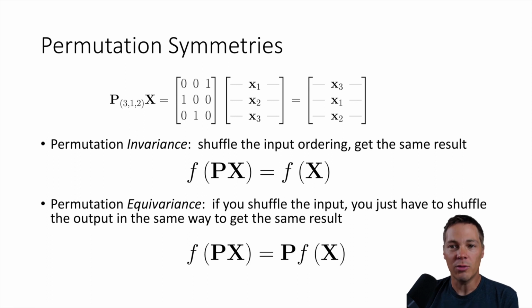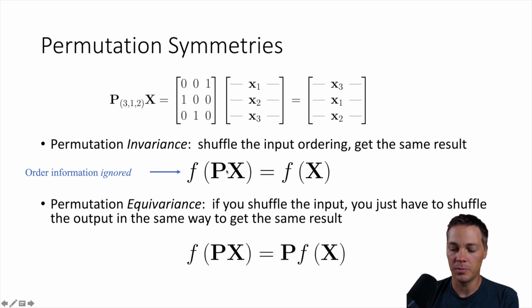And permutation equivariance is slightly different. It means that if you shuffle the input, that's okay, but you'll have to shuffle the output in the exact same way for it to match. So in other words, it's maintaining the order that's given to it. So in the first case, the ordering information is just ignored. It has no influence on the result. And in the second case, the ordering information is maintained. So you can flip it before or after.